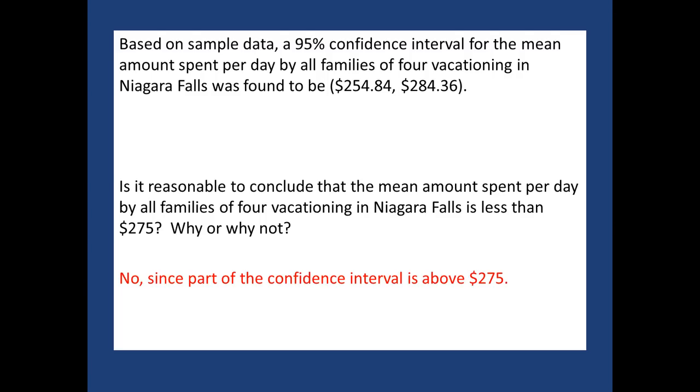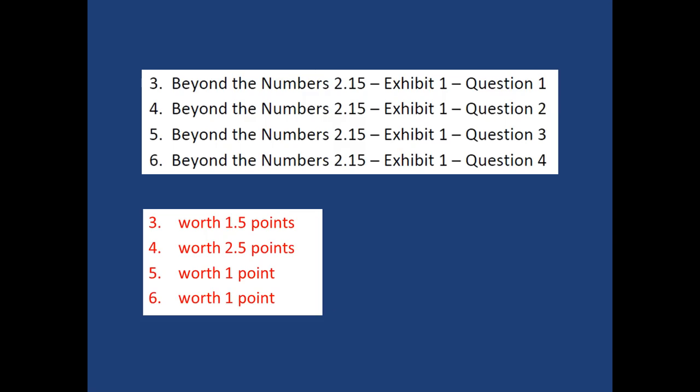This is what's there in worksheet number 3. Beyond the numbers 2.15, which is on pages 171 and 172 in the workbook, the first question asks what the sample and statistic are. That's worth 1.5 points, 1 for the sample and 0.5 for the statistic, since that one's easy. It's just a number.